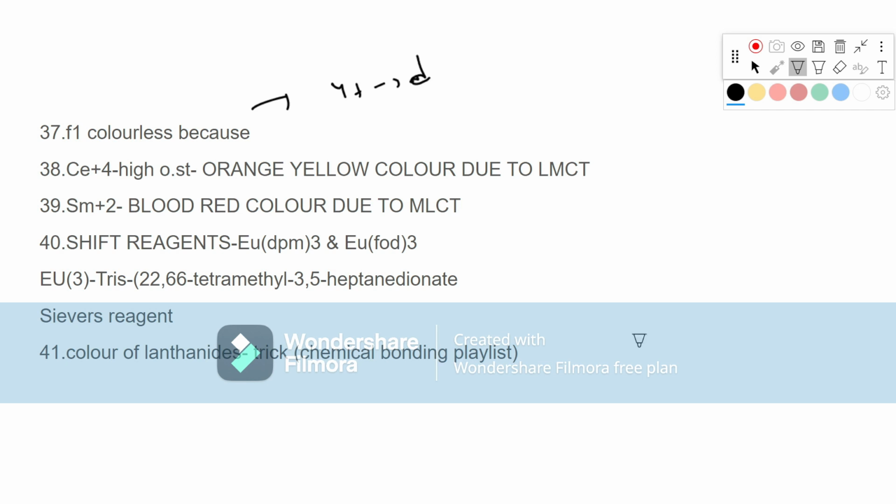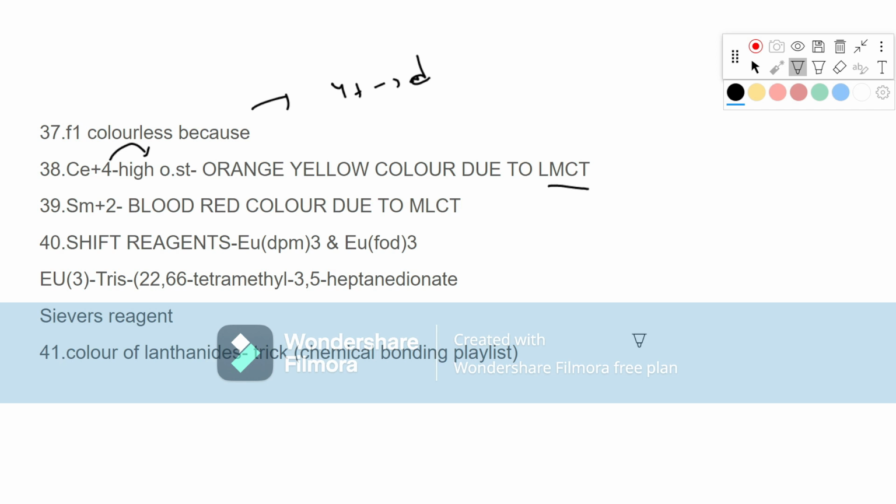Next, cerium +4 has the highest oxidation state, because +4 is the highest oxidation state here. The color of this cerium +4 is orange yellow due to ligand to metal charge transfer. Whenever metal is in +4 oxidation state, the ligand will donate electrons to it. So due to LMCT, it will get orange yellow color.